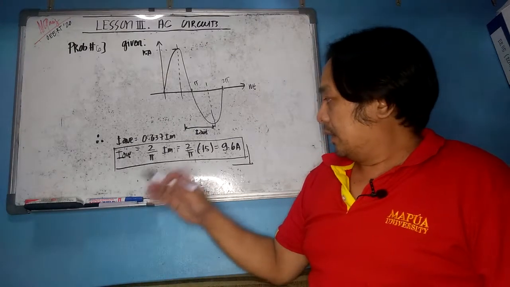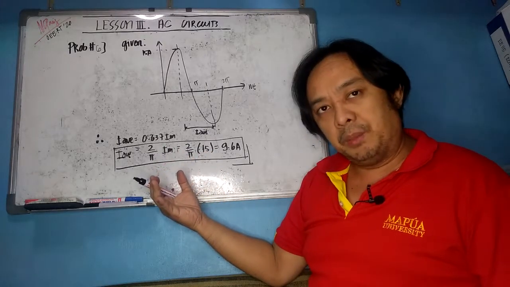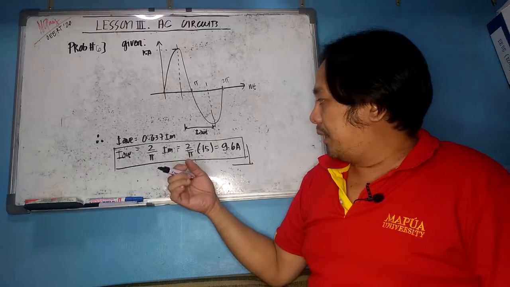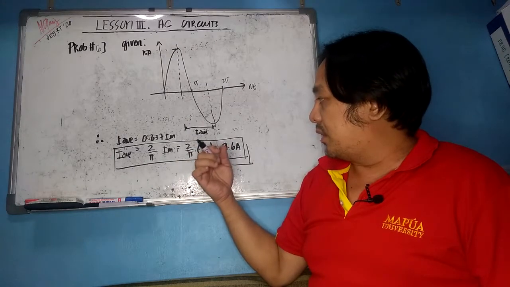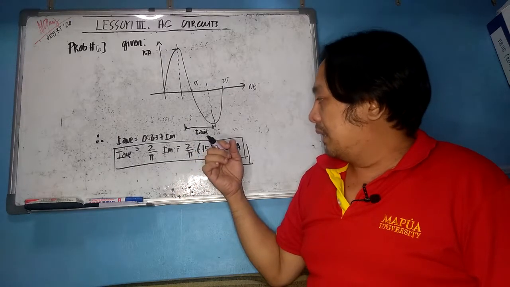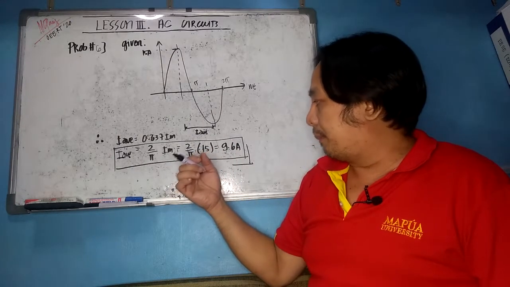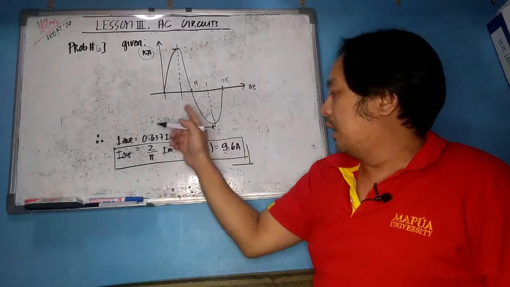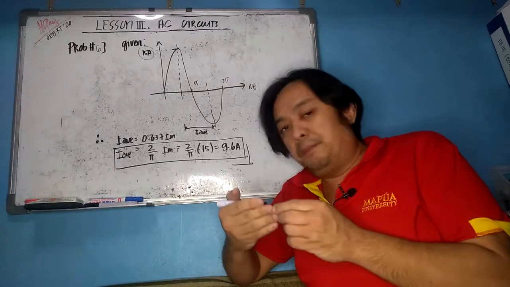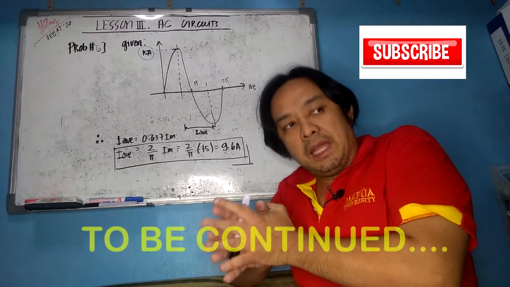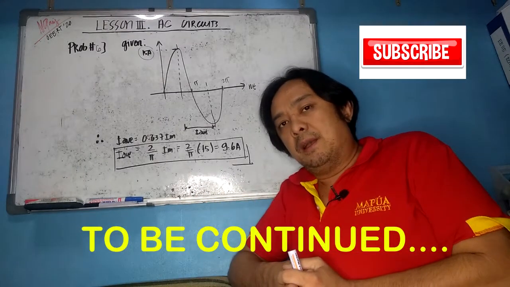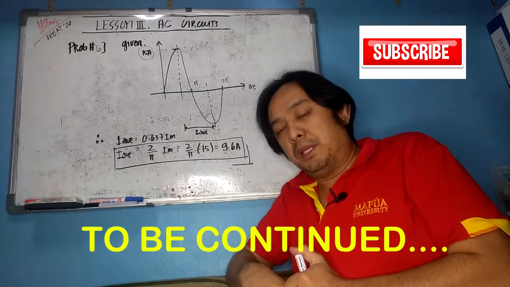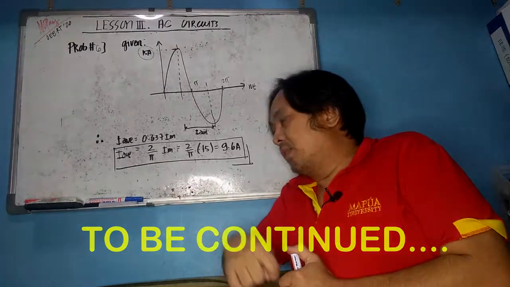We already described this in our previous lesson: I average will be equal to 0.637 of the maximum value, or 2 over pi. So just substitute the maximum value of 15 here, 2 over pi times 15. The answer is 9.6 amperes. A very, very simple problem.